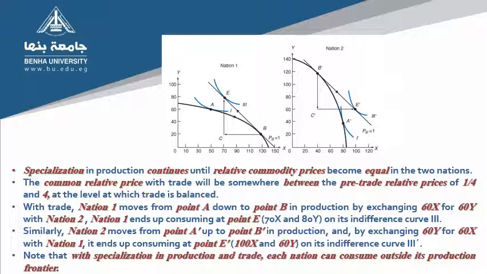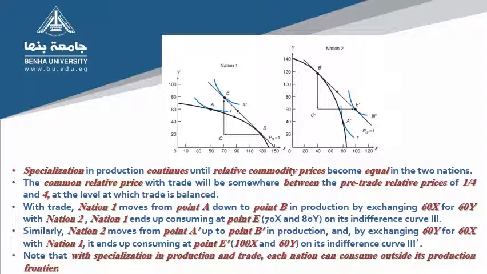Accordingly, with trade, nation 1 moves from point A down to point B in production by exchanging 60X for 60Y with nation 2. As a result, nation 1 ends up consuming at point E on its indifference curve 3. This is the highest level of satisfaction that nation 1 can reach with trade at Px/Py equal 1. Thus, nation 1 gains 20X and 20Y from its no-trade equilibrium point.